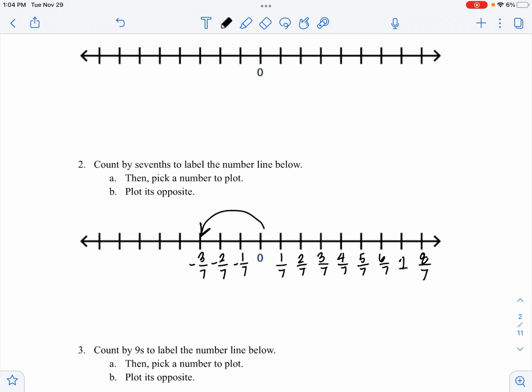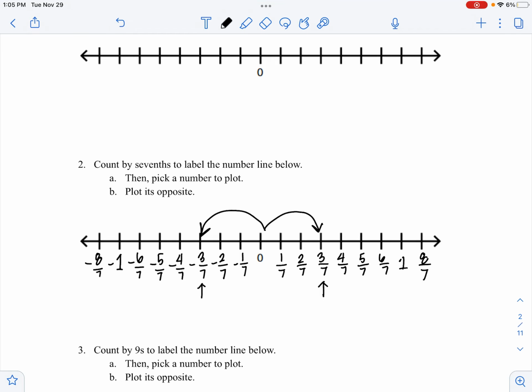3/7 here is the same distance away from 0 as -3/7. And that should be true for every opposite on the number line. So that's one way to check whether you've scaled your number line correctly.